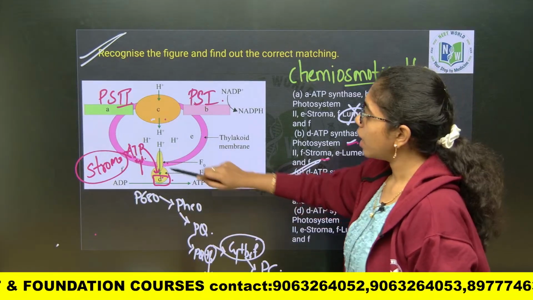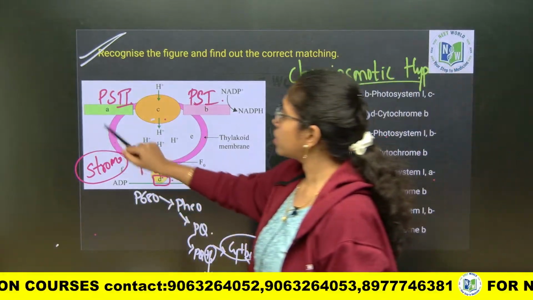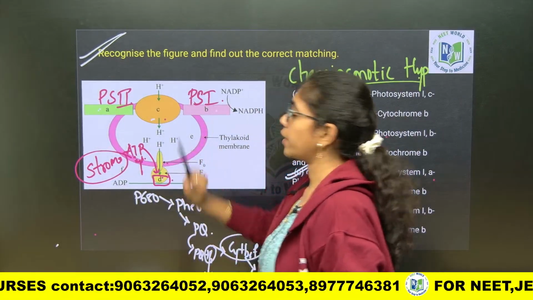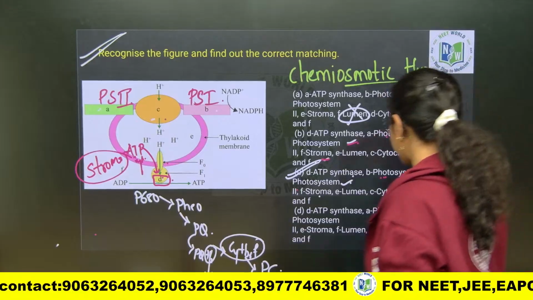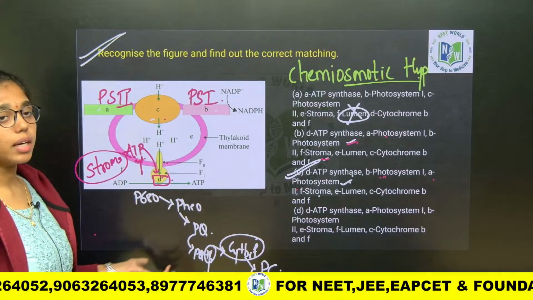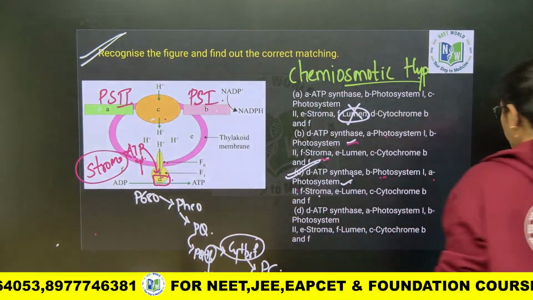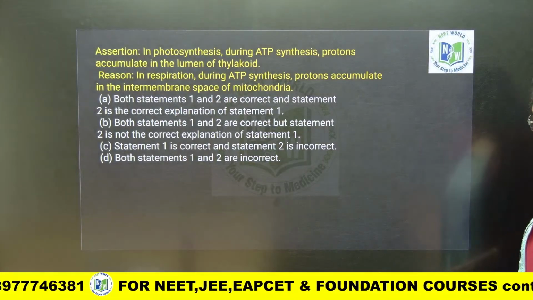So, here we can go with option C, wherein this is ATP synthase and F will be what? This complete fluid filled space is stroma. This is PS2, PS1, cytochrome b6f complex. Clear? So, this is from the chemiosmotic hypothesis. Next question.